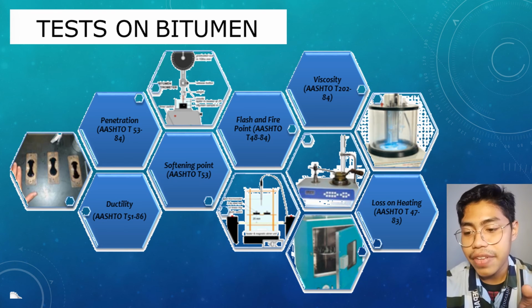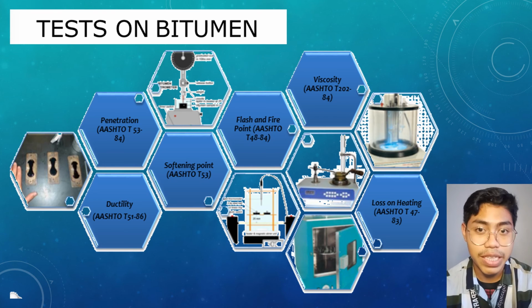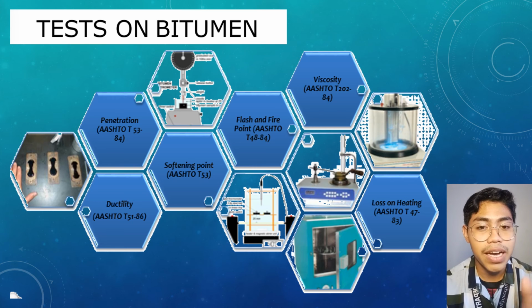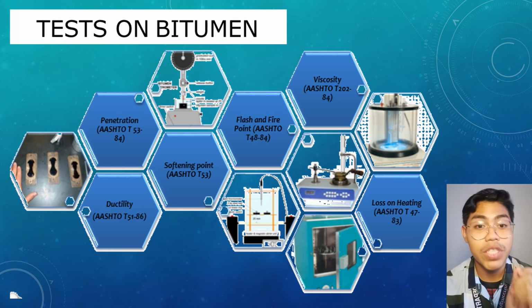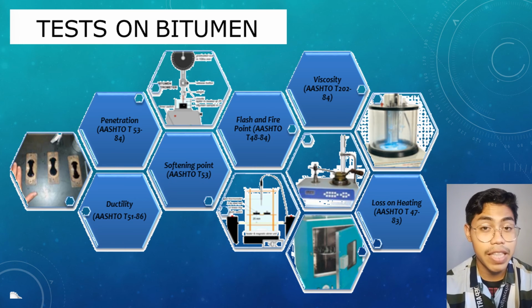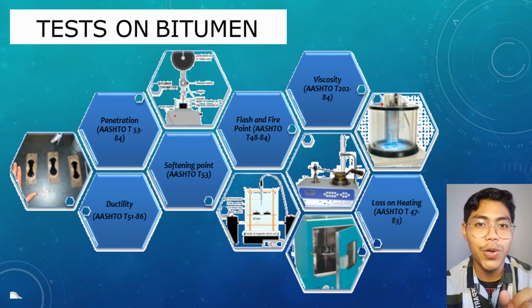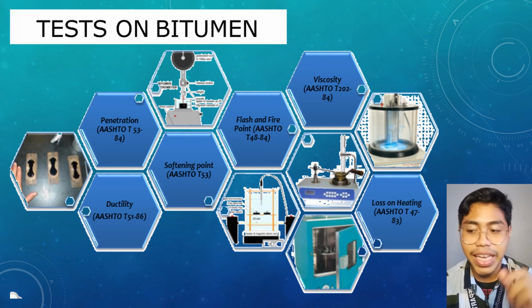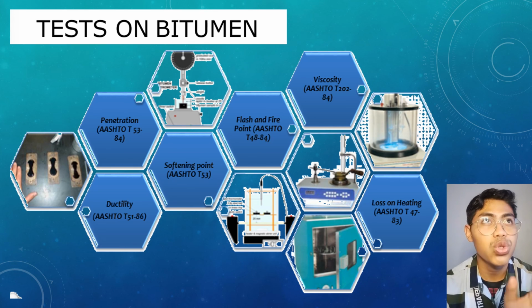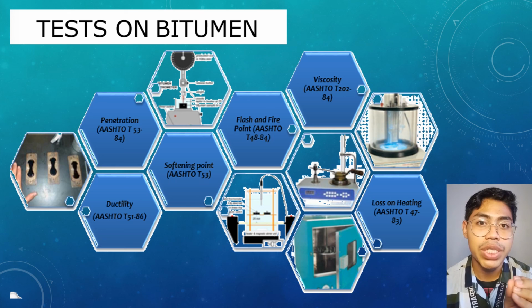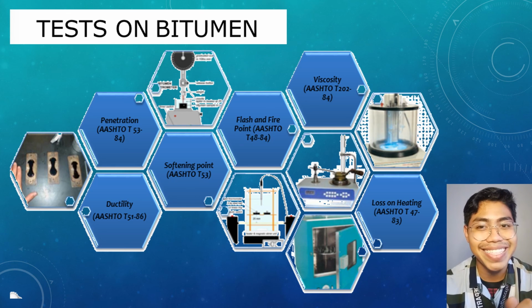Firstly, we have loss on heating. Loss on heating is a test to discover how much is lost through heating and weathering. Next, we have viscosity. Viscosity is a test that we use to determine the flow of the bitumen. And then we have flash and fire point. Flash and fire point is used to discover how much temperature the bitumen can handle.